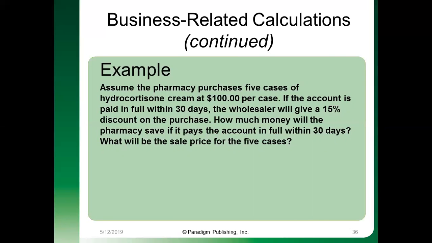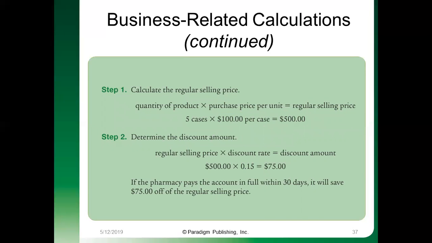Assume that the pharmacy purchased 5 cases of hydrocortisone cream at $100 per case. If the account is paid in full within 30 days, the wholesaler will give a 50% discount on the purchase. How much money will the pharmacy save if it pays the account in full within 30 days? What will be the sale price for the 5 cases? So first, calculate the selling price. The quantity of product, which is 5 cases, times the purchase price per unit, which is 100 per case, is equal to 500, which is the regular selling price.